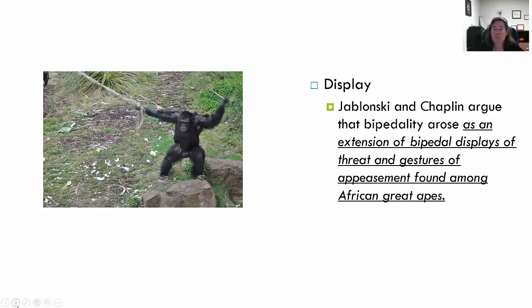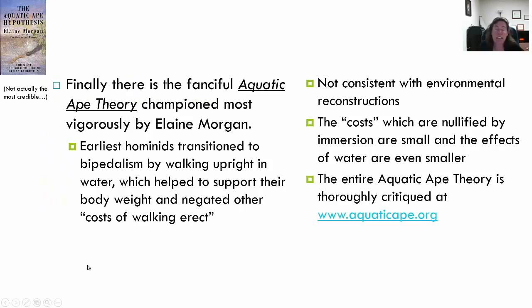Jablonski and Chaplin argue bipedality arose as an extension of bipedal displays of threat and gestures that are commonly found among African great apes. And finally, there is the fanciful aquatic ape theory, championed most vigorously by Elaine Morgan, that earliest hominids transitioned to bipedalism by walking upright in the water, which helped to support their body weight and negated other costs of walking erect.